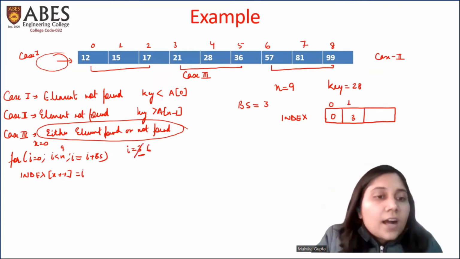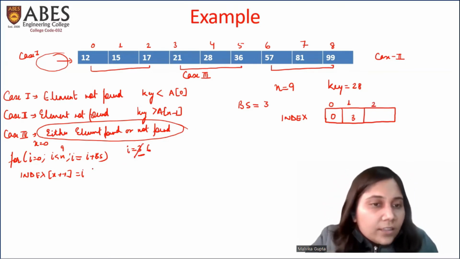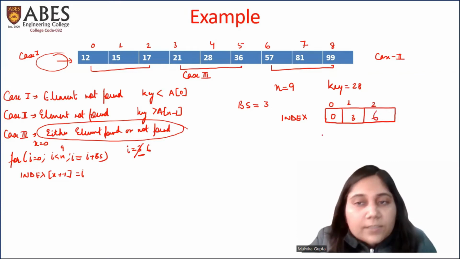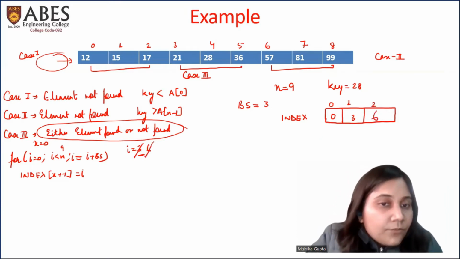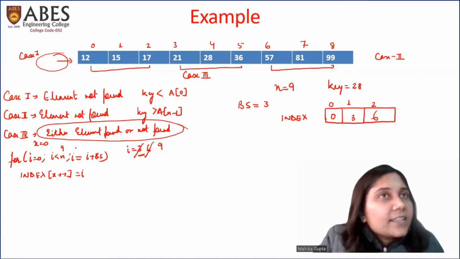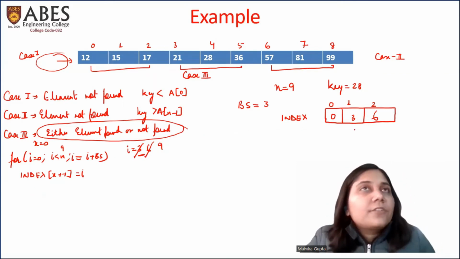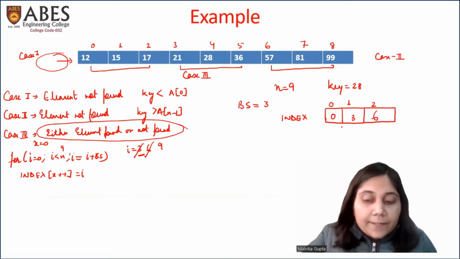6 is less than 9, again the condition is true. x has become 2 and the new value stored is 6. Next time, when I go for i, it will become 9. 9 is less than 9, the condition is false, and we come out of the loop. So that's how we have created this index array, right?